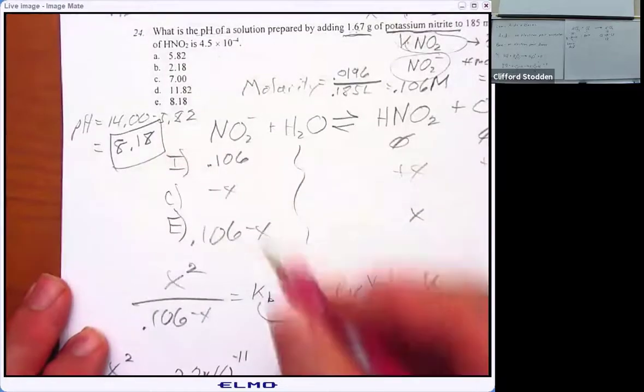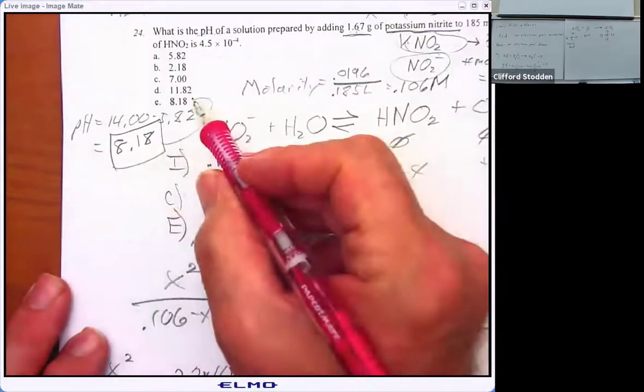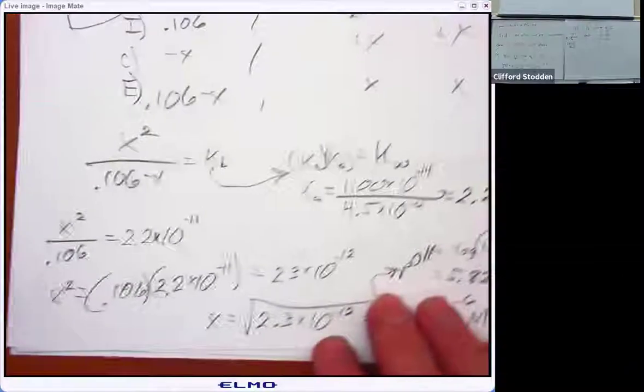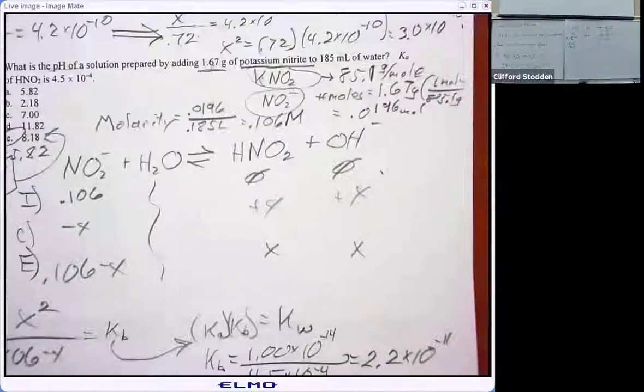A lot of different steps. And that's this one. Number 24 is E. And that, ladies and gentlemen, concludes the practice test.